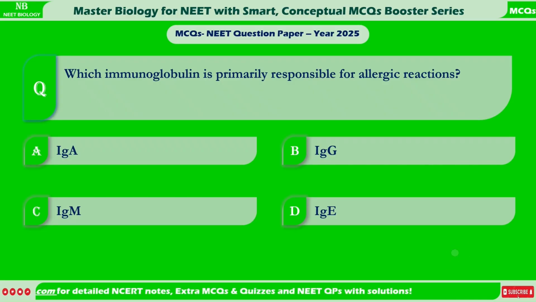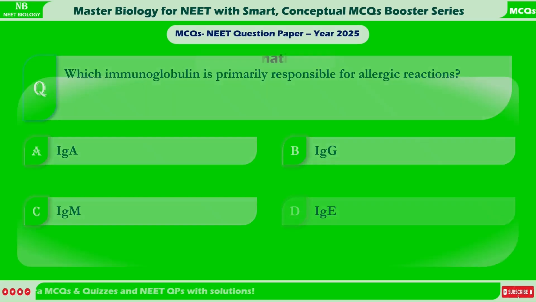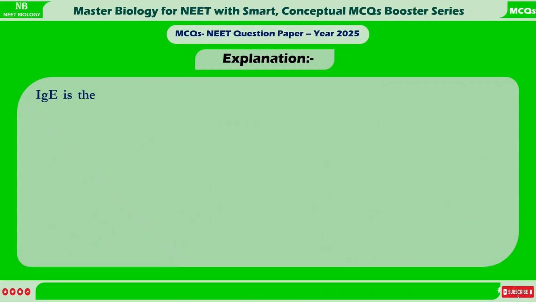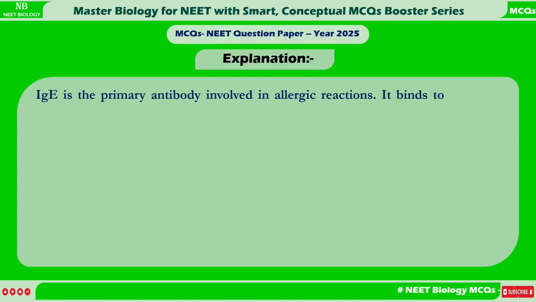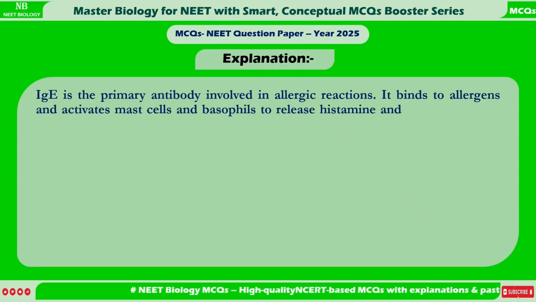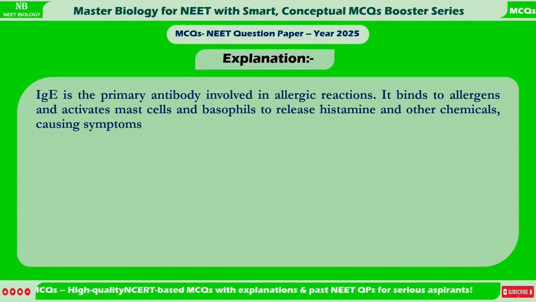Correct answer is D. IgE. Explanation: IgE is the primary antibody involved in allergic reactions. It binds to allergens and activates mast cells and basophils to release histamine and other chemicals, causing symptoms like itching, swelling, and sneezing.